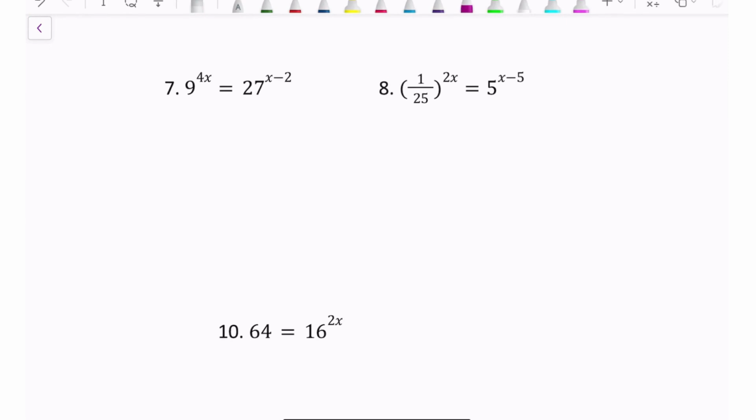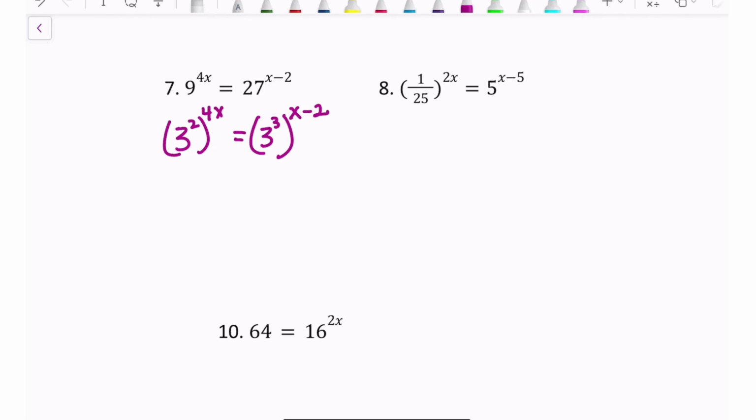So I'm going to do 3 squared is the same thing as 9, and I'm going to raise it to the 4x. I have 3 to the third, which is really 27, and I'm going to raise it to the x minus 2. So I've rewritten my bases. I haven't done anything wrong. I have kept things equivalent.